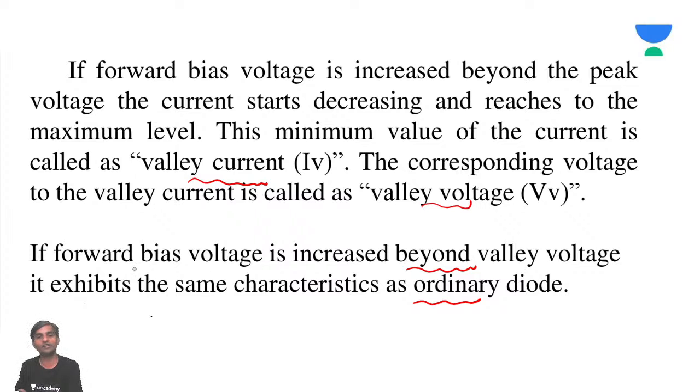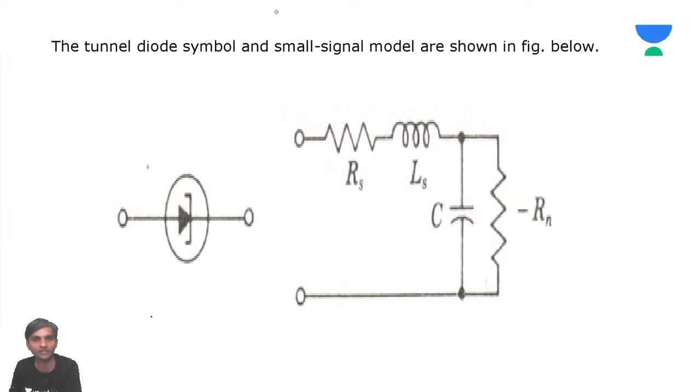And if you further increase the voltage, now what happens, sir? It exhibits the same characteristics of an ordinary PN junction that I already explained. I don't want to spend much time on that. So this is the symbol of a tunnel diode.